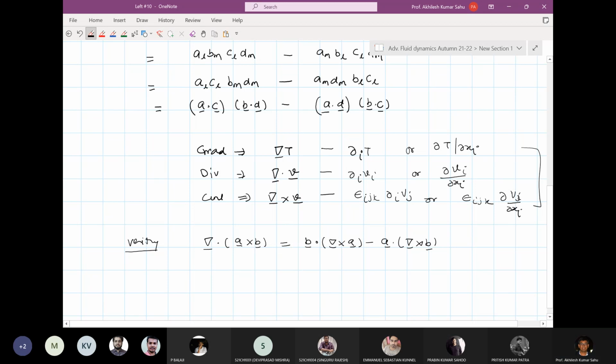So just write the index notation for the left hand side. Rearrange or simplify the expression, write the notation for that simplified term, and then try to get the right hand side.